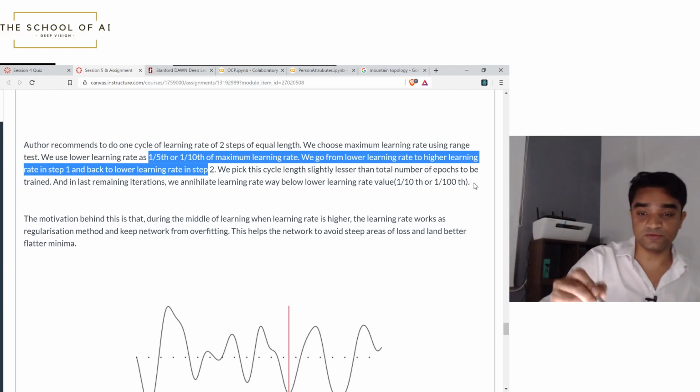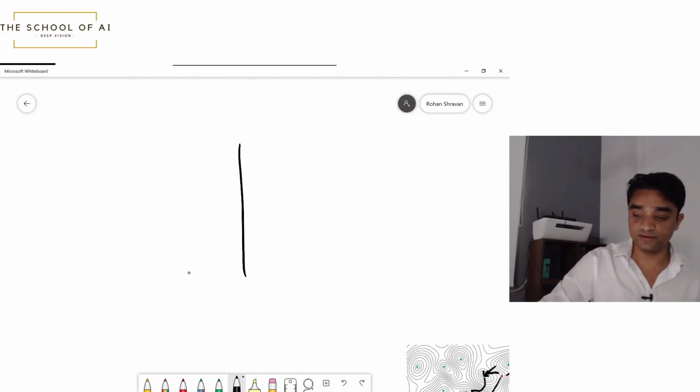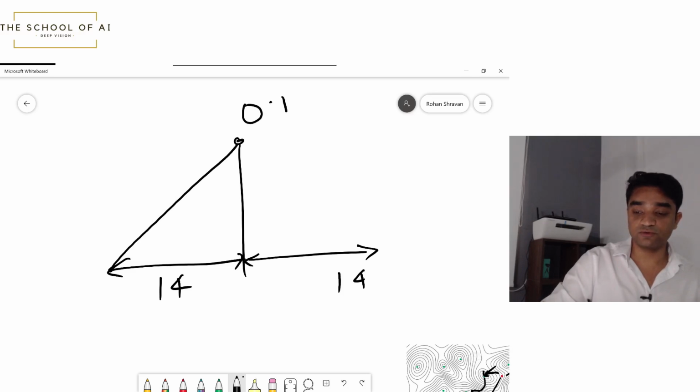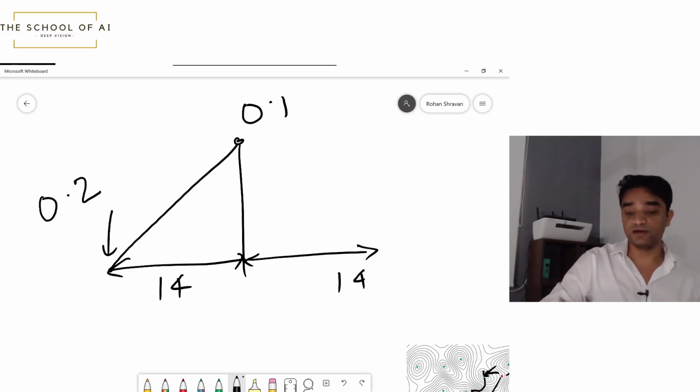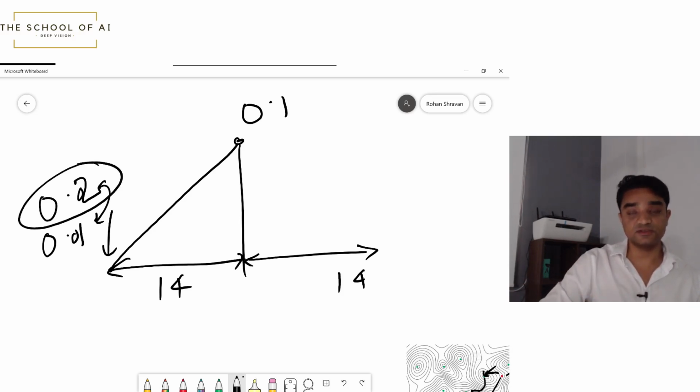Okay. Now, what is written is this. I'm going to take this of equal length. So this is, let's say, 14 epochs for me. This is also going to be 14 epochs. I'm going to start small and I'm going to reach this point. This point I know is 0.1 from my range test. This point may be 0.2, divided by 10 or divided by 5, or maybe 0.1. So I need to figure out what this is going to be. 0.02. Right? So I'm going to be at either of these points, but I have to figure out which point it is right now. But let's say we are picking this just for discussion.